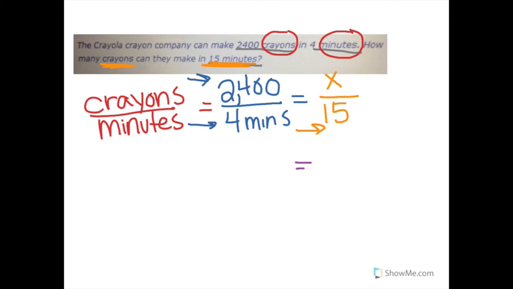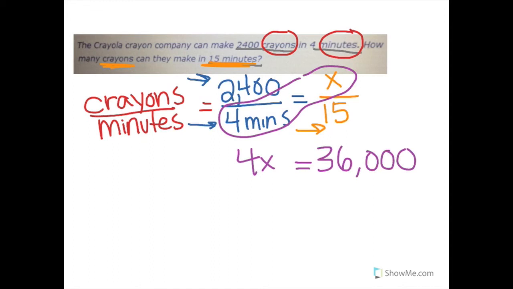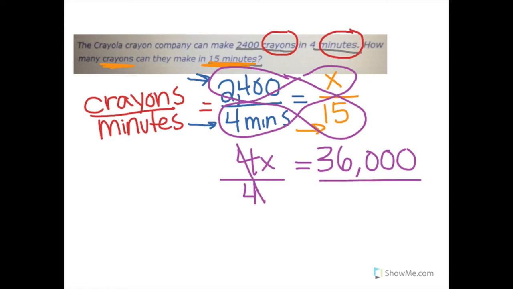So I'll bring my equal sign down, and I know 4 times x is going to give me 4x. And 2,400 times 15 is 36,000. So I just cross multiply with the diagonals. Now to get x by itself, I know I need to divide out that coefficient because that's multiplication, and to cancel it out, you do the opposite.